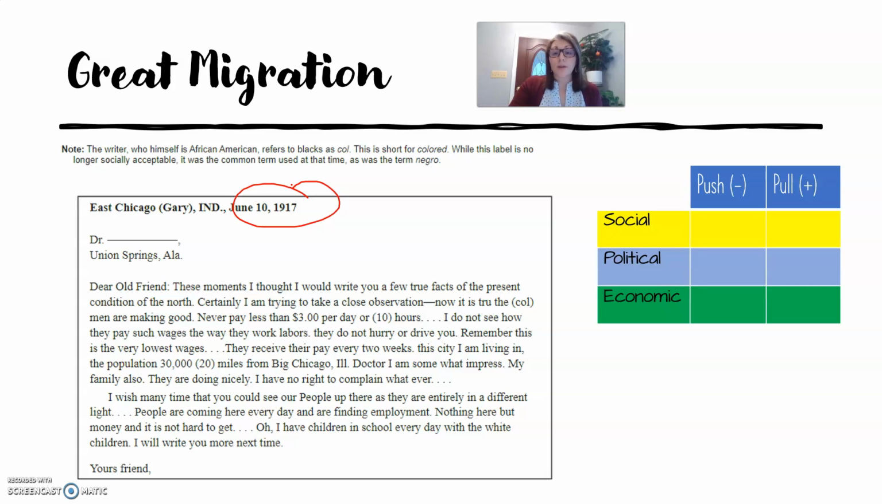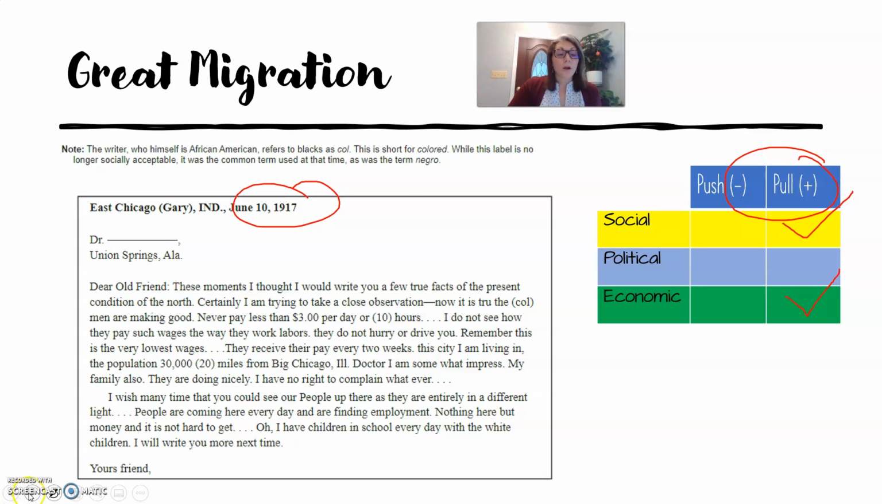So I think this really represents both an economic and a social aspect of history, because it's talking about how they're treated more equal in the North, and economic because there's definitely more opportunities for them. And so these are going to be both examples of pull factors, because these are good things that are going to influence maybe his friend to end up moving north.